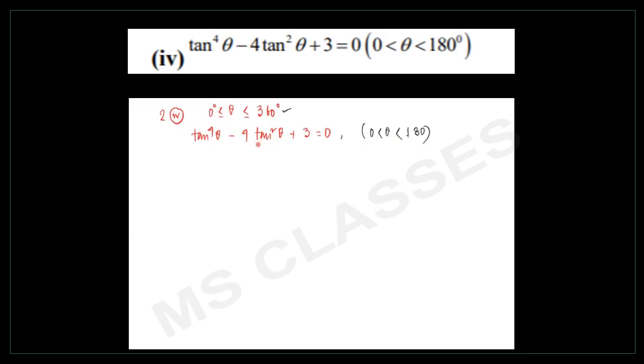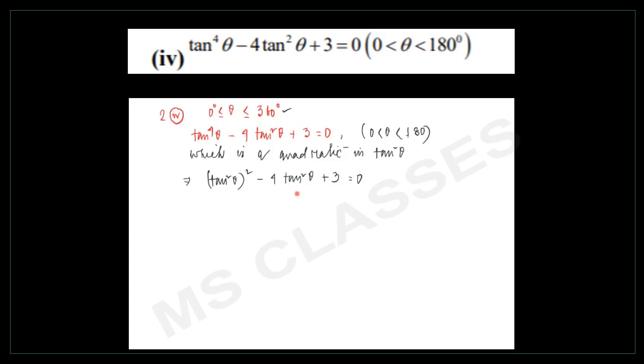Very simple. It is given directly in the form of a quadratic. It is a quadratic in terms of tan square theta. So you can write this as tan square theta whole square minus 4 tan square theta plus 3 equal to 0. Now, what are the roots here? You can understand very easily.